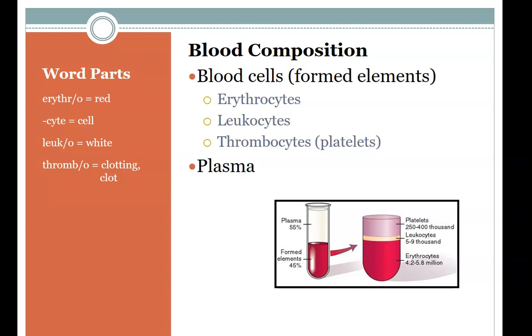These numbers vary slightly depending on an individual's sex, but are important in the measurement of hematocrit, a test that will be discussed in the diagnostic terms section. And your word parts: erythro is red, cyte is cell, leuko is white, and thrombo is either clotting or clot.